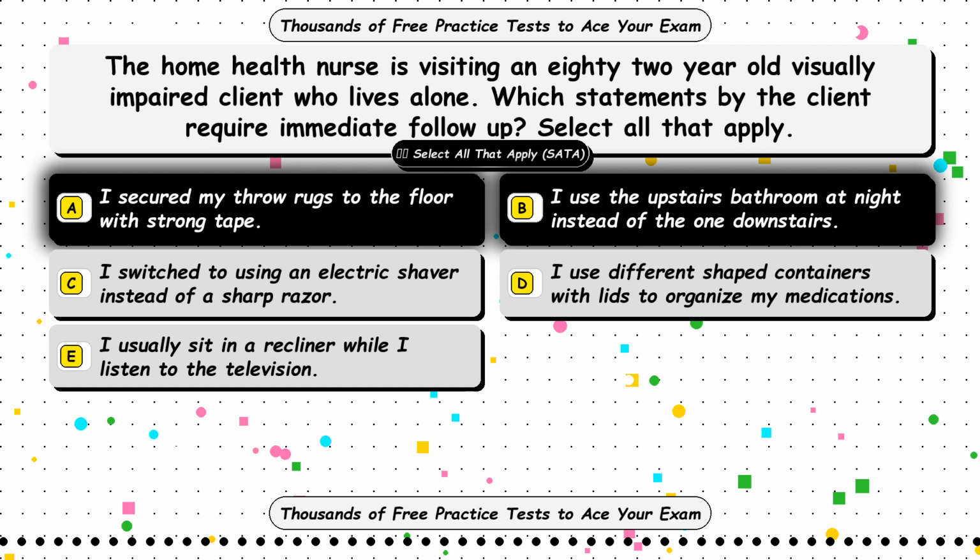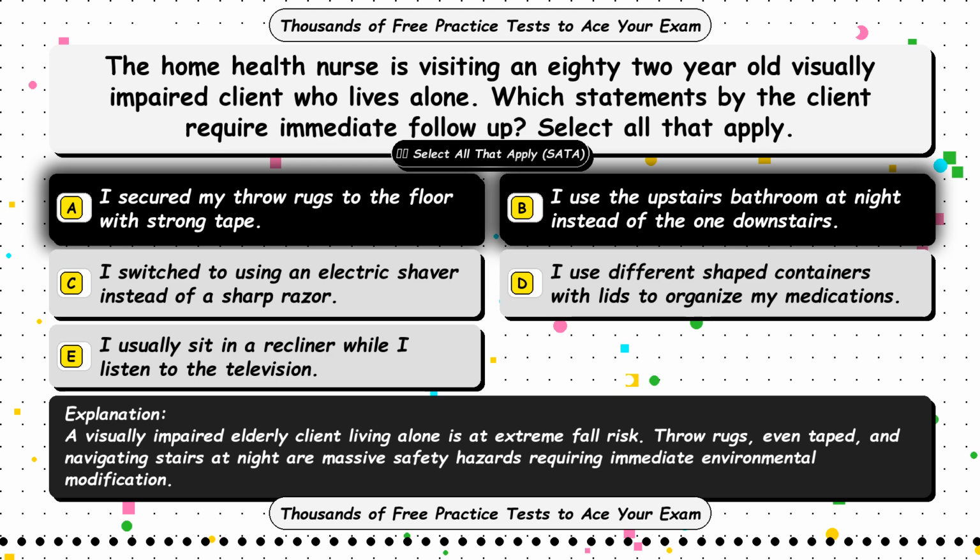The correct answers are options A and B. I secured my throw rugs to the floor with strong tape. I use the upstairs bathroom at night instead of the one downstairs. A visually impaired elderly client living alone is at extreme fall risk. Throw rugs, even taped, and navigating stairs at night are massive safety hazards requiring immediate environmental modification.